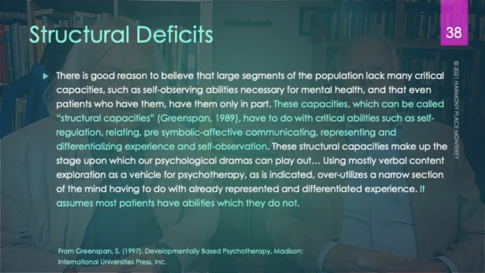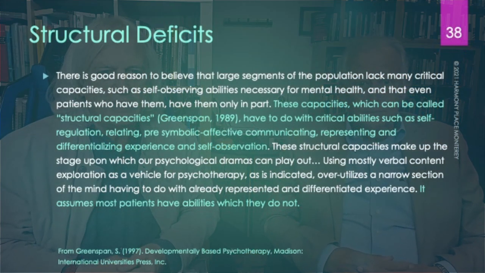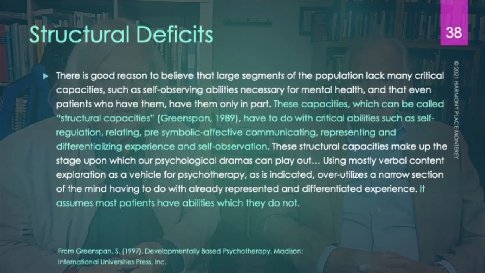There's a good reason to believe that large segments of the population lack critical capacities such as self-observing abilities. An example of that would be, "I know I'm defective and I'm never going to be okay." That's a self-observing capacity where the person is not seeing themselves through any mirror that is reasonable. And these capacities can be called structural capacities, as he says, and they make up the stage in which the psychological drama plays. So verbal-based therapies miss some of these structural deficits.